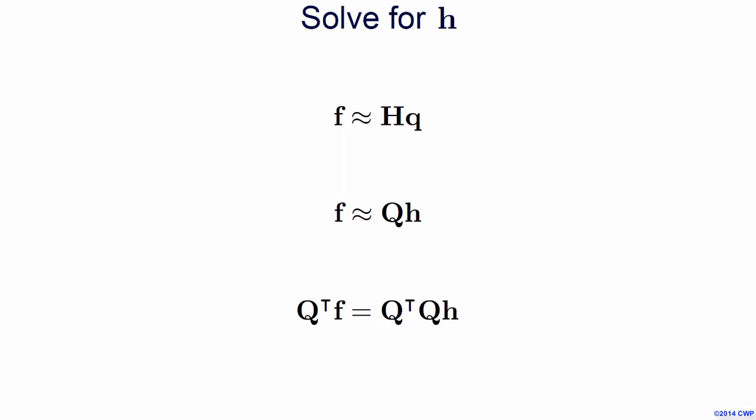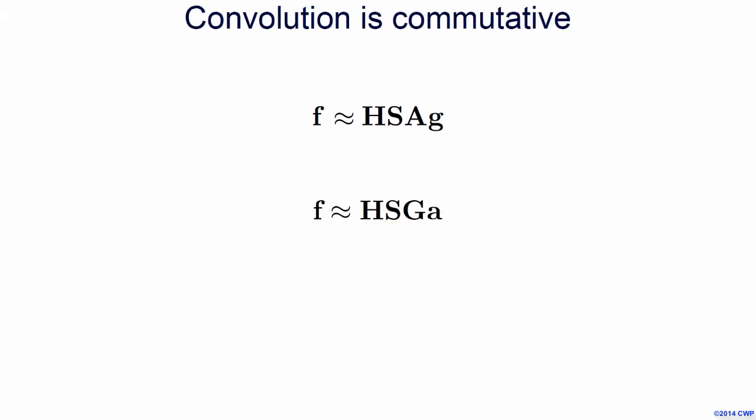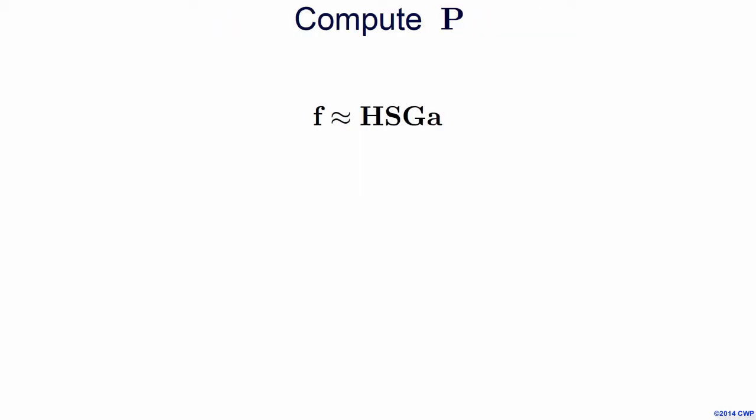So let's look at the other scenario. What if we knew the wavelet H? How could we solve for A? Well, because convolution is commutative, we can switch A and G, as shown, and construct what we call the matrix P, which is simply HSG. Now, what is this matrix P?